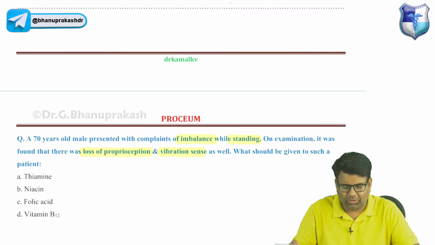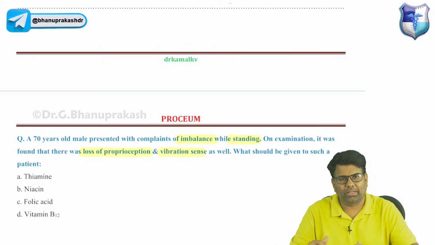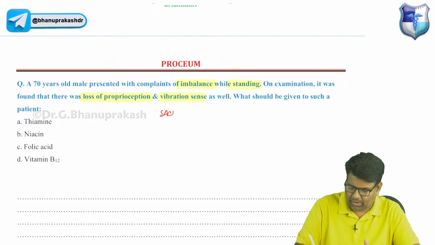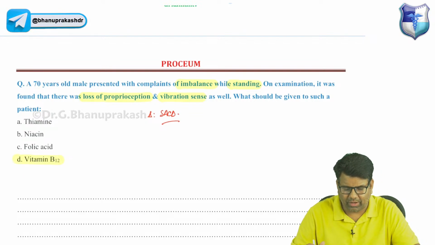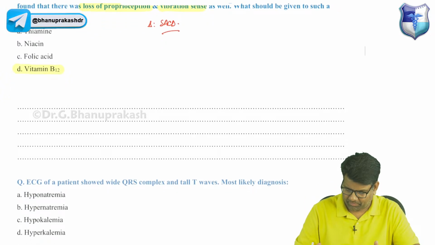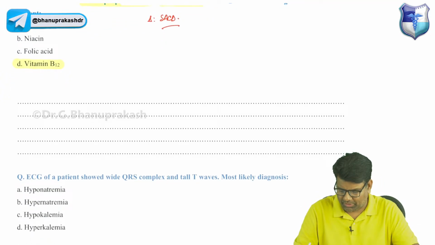What should be given to this? I think we discussed that this is a case of spine degeneration because there is affection of the dorsal column. What we need to give? Answer it quickly. So, B12. Yes, Raghu, absolutely. Now next question, it's just a repetition.